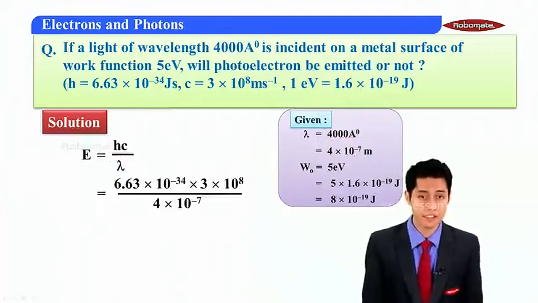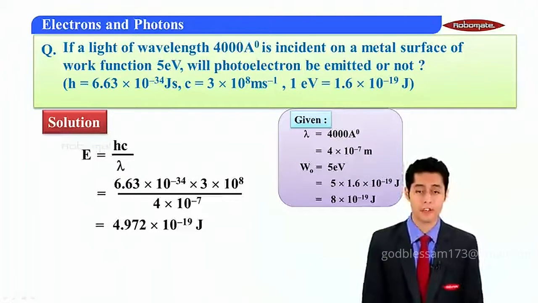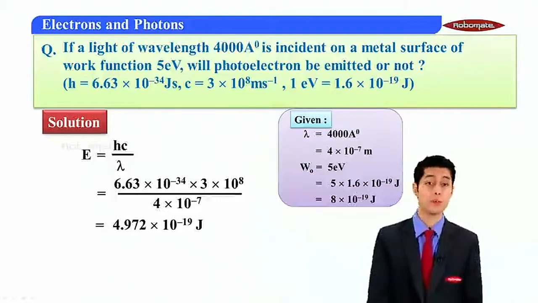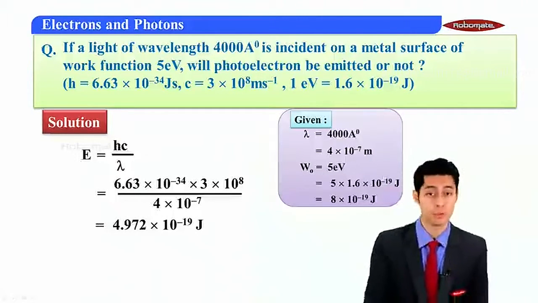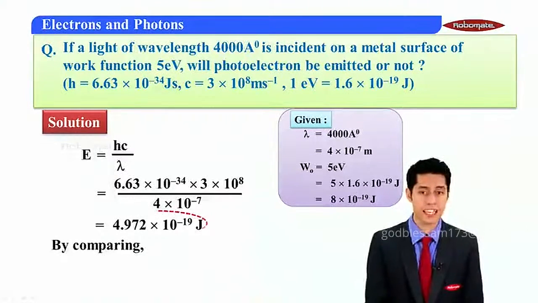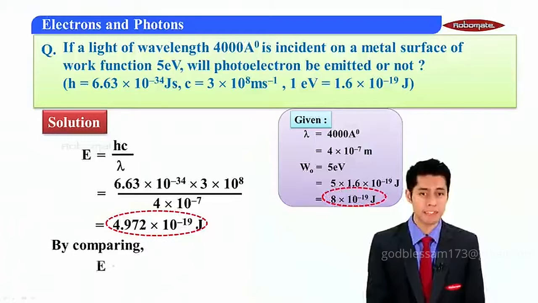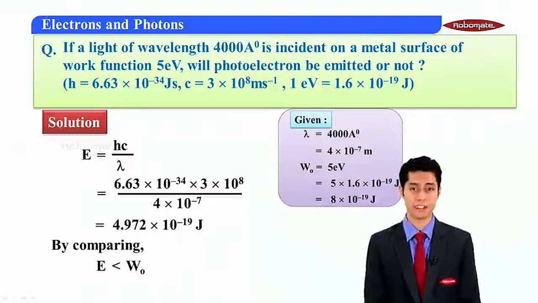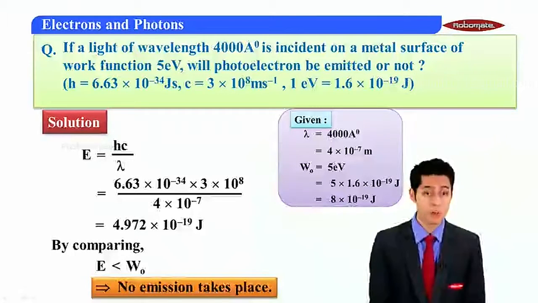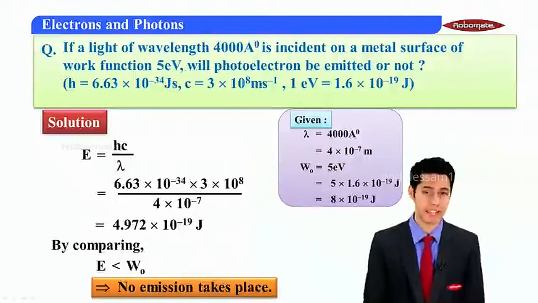Now when we solve this, after solving, we get the value of energy as 4.972 × 10⁻¹⁹ joule. Now when I compare this energy and this work function, can I say energy is comparatively less than the work function? So will the photoelectric emission actually take place? No, no emission will take place.